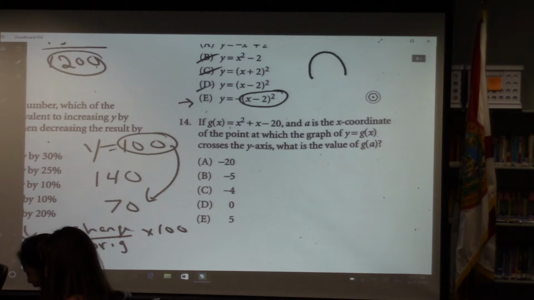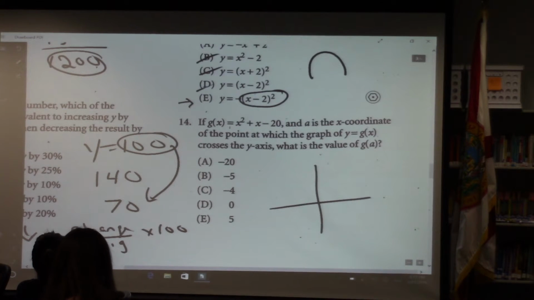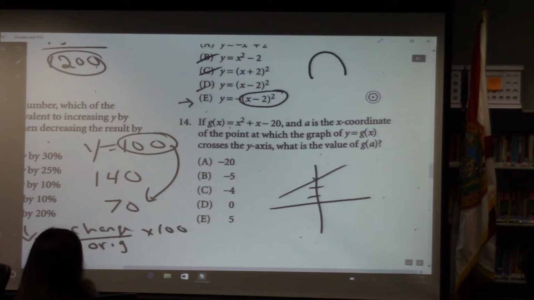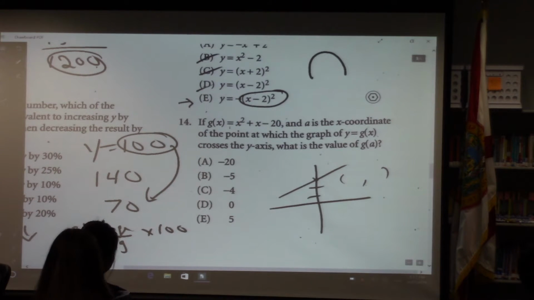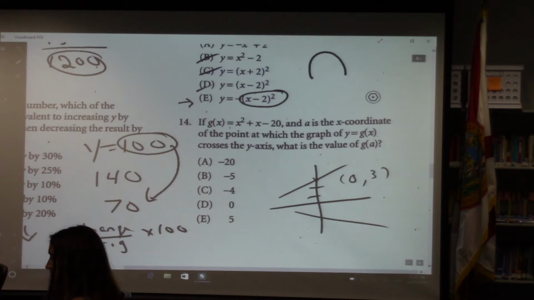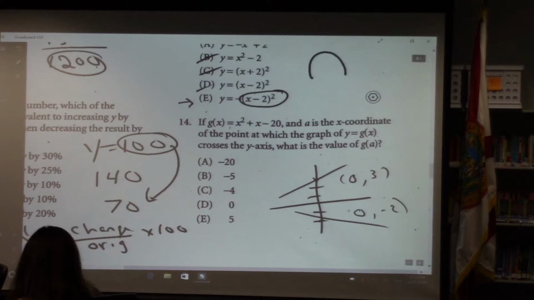Okay, so here's another good news, guys. I never want you to memorize anything that you don't absolutely have to memorize, right? So whenever it asks for something like where it crosses the y-axis, if I have a graph and I cross the y-axis, let's just say there, what is that point? It's like 0, 3-ish. And if I cross it somewhere else, like this, it's like 0, -2.